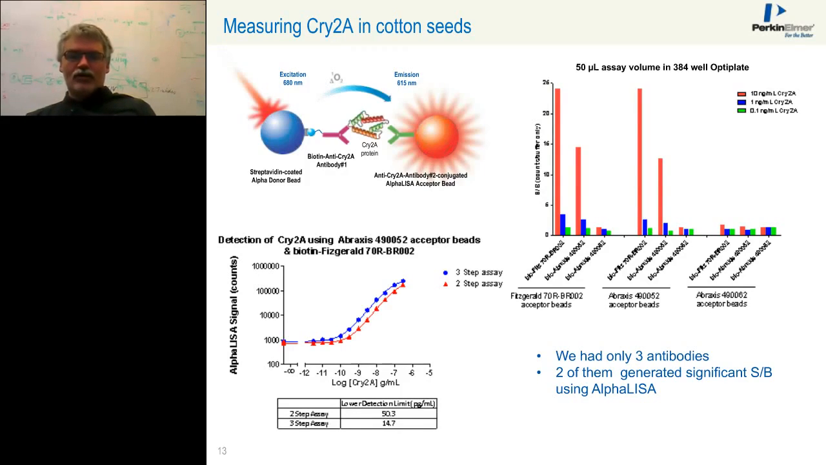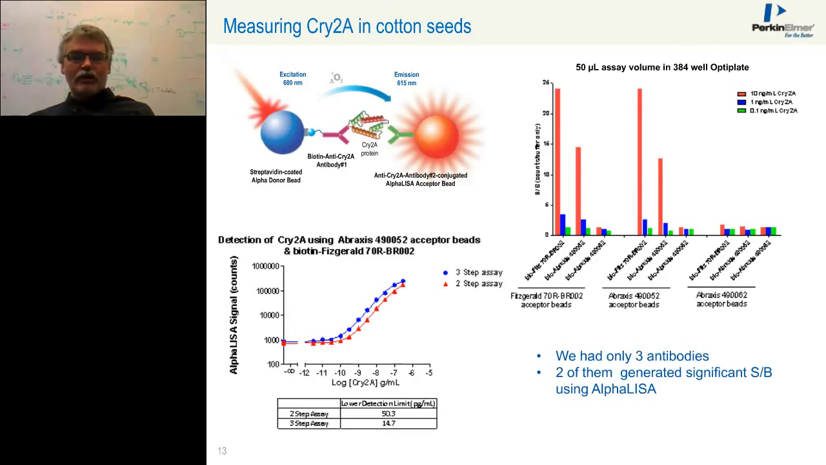One was to use the same antibody on both sides. The other one was a mixed pair of antibodies. As you can see, the third antibody didn't give any signal and was rejected. For technical reasons, we prefer to have two different antibodies. So we used two different antibodies to generate the assay.